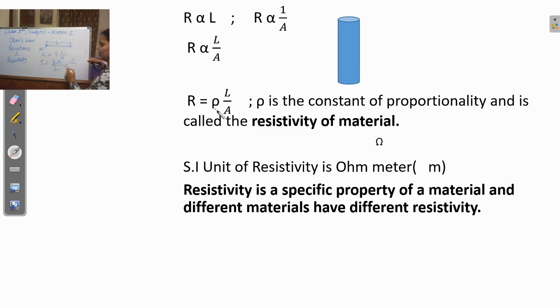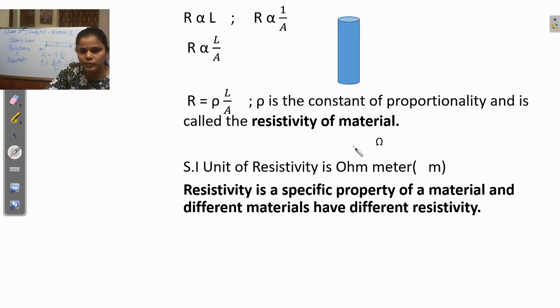Then A, the SI unit of A, that is area, is meter into meter, or meter square. So meter into meter upon L, L means length. The SI unit of length is meter. So just cancel out meter, and the remaining unit is ohm meter. So the SI unit of rho is ohm meter, and rho is the resistivity. So the SI unit of resistivity is ohm meter.